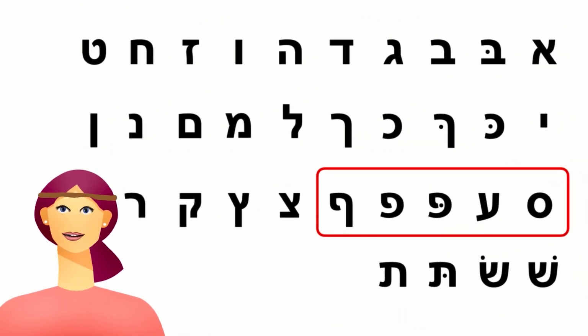Now, let's review. Aleph, Bet, Vet, Gimel, Dalet, and Hey. And also Vav, Zayin, Chet, Tet, Yod, Kaf, Kaf sofit, Chaf, Chaf sofit, Lamed, Mem, Mem sofit, Noon, and Noon sofit. Now, you also know samech, ayin, pe, fe, and fe sofit. Great job!